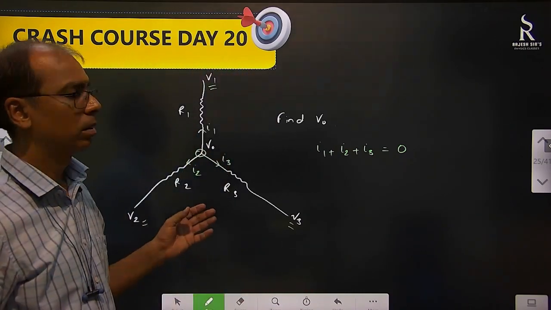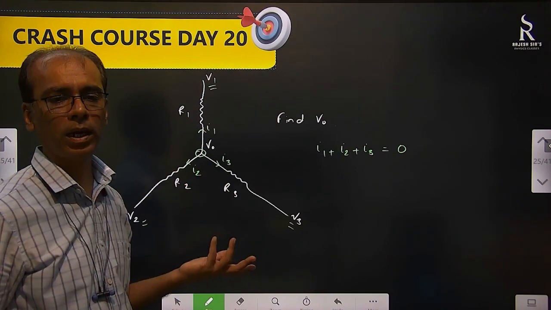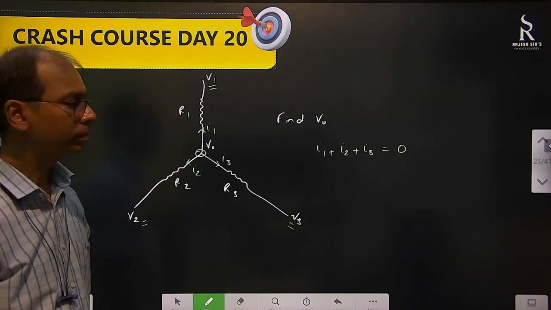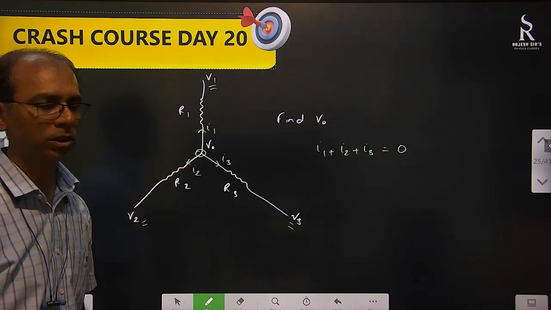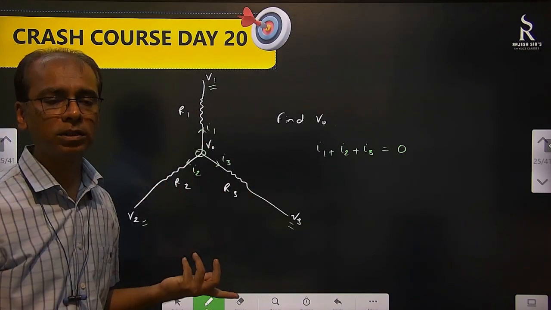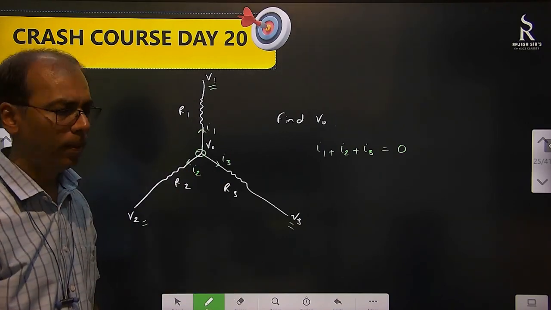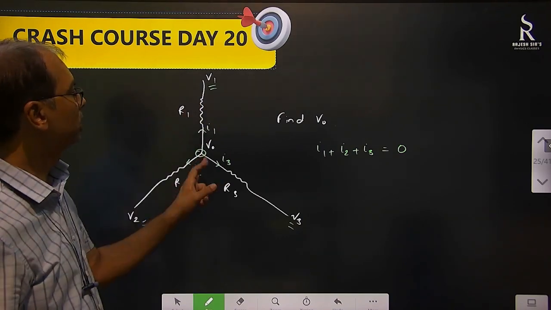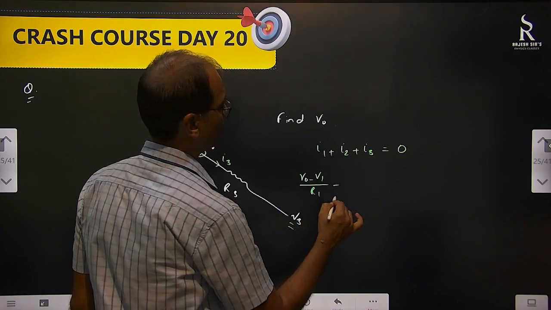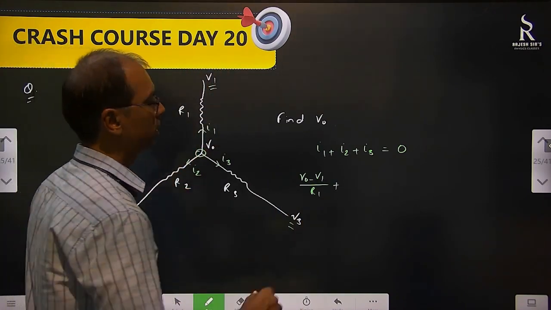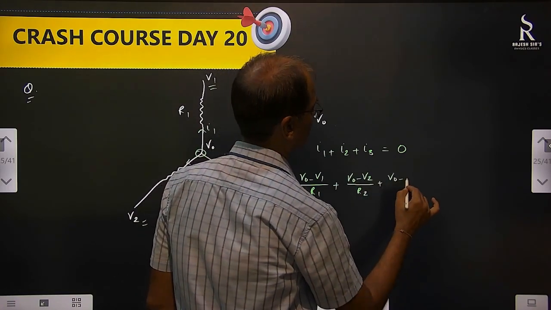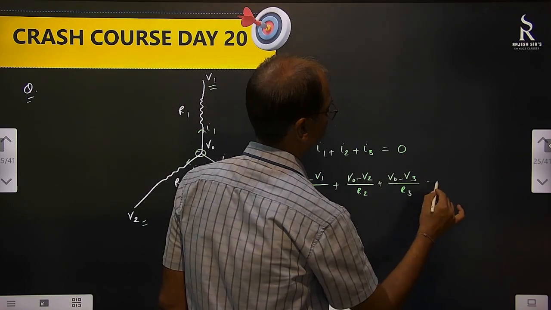We are doing it this way because we don't know the direction, whose potential is more, whose potential is less, we have no idea. We're just considering this to be at the highest potential. If this is the highest potential, all the current will be outgoing, no incoming current is there. So incoming current is 0, and that means the outgoing currents also will sum to 0. I1 is the potential difference by R1, so V naught minus V1 by R1. I2 is V naught minus V2 by R2. I3 is V naught minus V3 by R3, equal to 0.